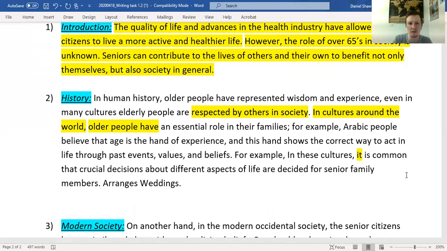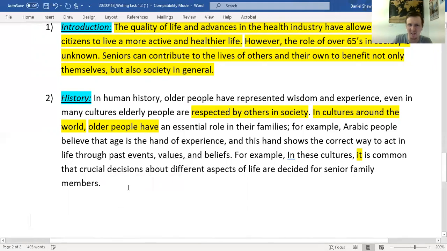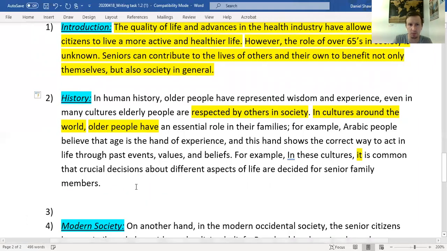I think that's fine. Arranges weddings, I'm not sure if that's the case for everyone, and I'm not sure if the examiner would know either, if this is accurate or not. So it might be better just to take this out, just so we're not giving incorrect or maybe inaccurate information. So just be careful with that.